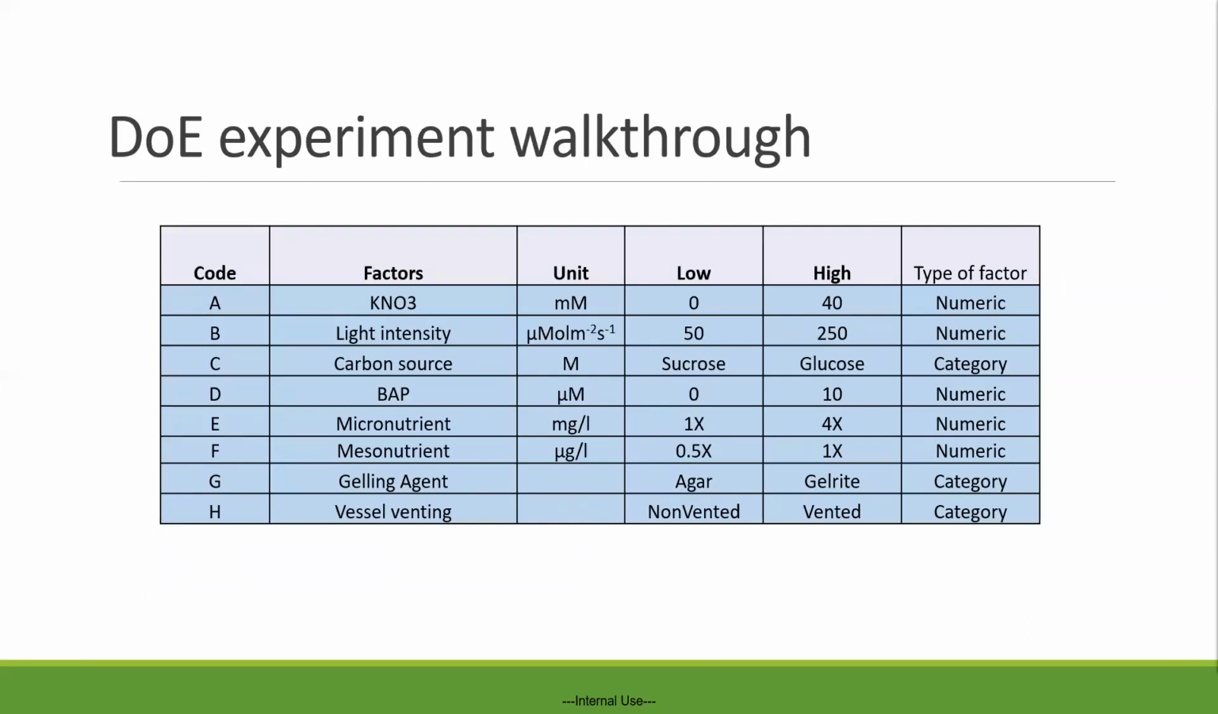This is the list of the factors we are going to use for the demonstration. The first column is the code for each of the factors for ease when we design the experiment. The second column is the name of the factors. And this one is the unit for each of the factors. And low and high is the range.